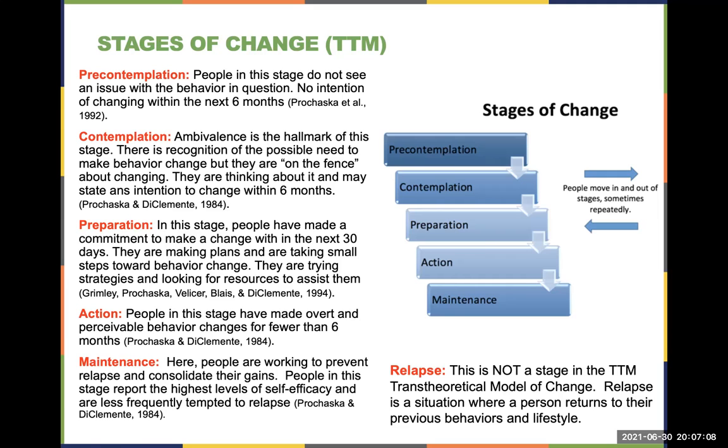They have no intent on changing anytime in the next 6 months. And actually, to be honest with you, a person can sit in pre-contemplation for years, right? They can sit there for years. Now, interestingly too, and this may sound counterintuitive, a person can be pre-contemplative and still realize that they're having issues, but they're gonna blame it on something else. They're gonna find some other reason why they're in the trouble that they're in, right?